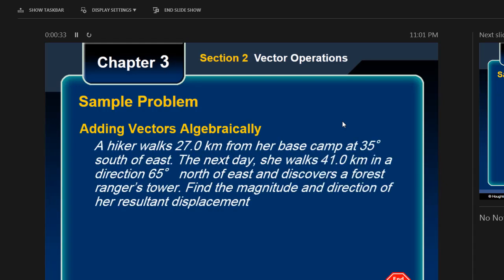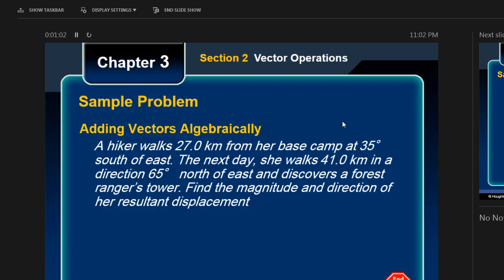The problem talks about a hiker that walks a distance of 27 kilometers from her base camp at 35 degrees south of east. Remember, we have to put all the four directions all the time to remember where my direction is. So the four directions, you remember the four arrows with north, south, west and east.